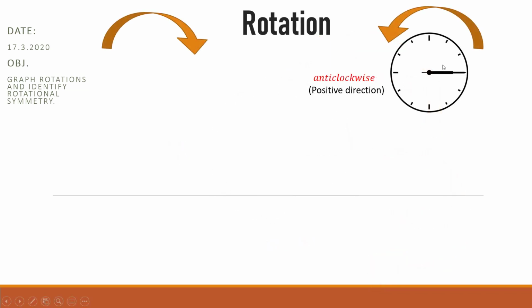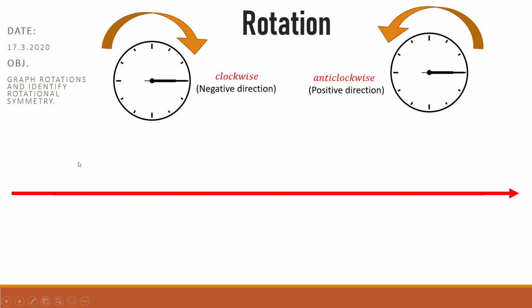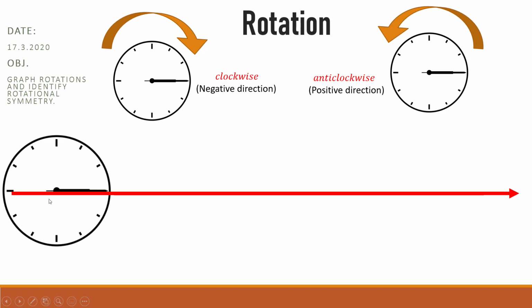Now, summarize this again. This is the positive direction, which is anti-clockwise or counterclockwise. And the other direction is the clockwise, which is the negative direction. Consider that we have the positive direction of x. Here we have 0, 360 or negative 360.